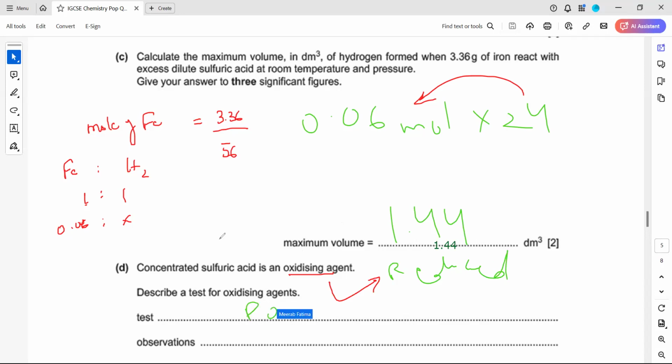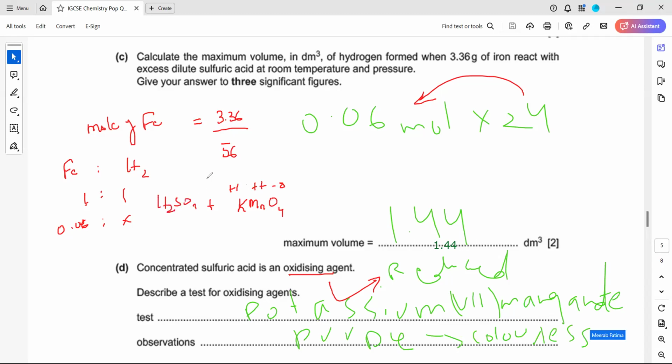So if I add potassium, one of the students mentioned potassium manganate 7. The formula of potassium manganate 7 is KMnO4, in which Mn is already +7. This is -8. This is +1. And if you are using sulfuric acid, H2SO4, which is an oxidizing agent, it oxidizes the other substance. So Mn7 cannot increase. That's the maximum value of the oxidation number Mn can have.